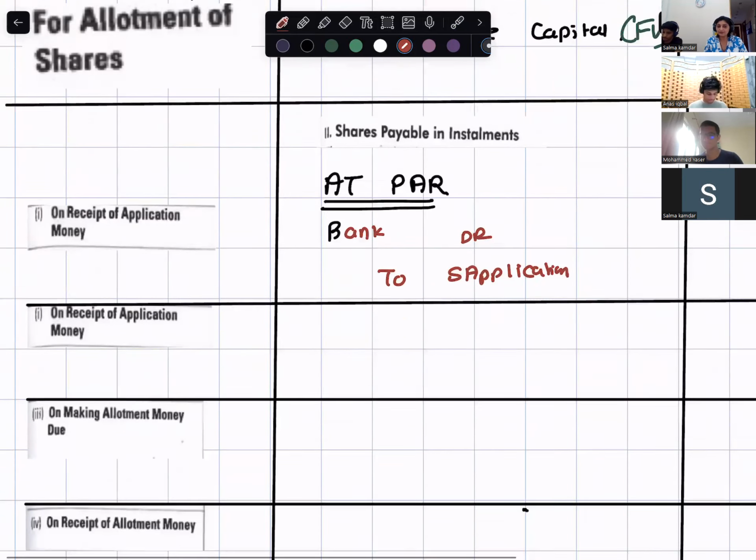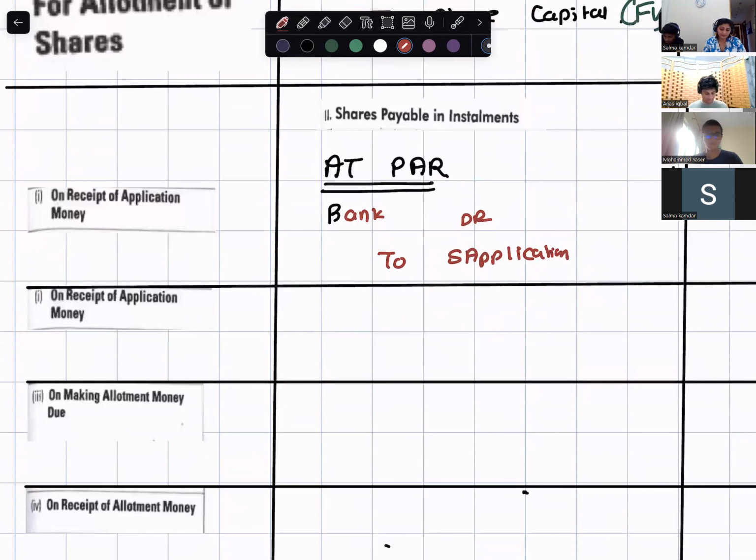Then what will I do? Then we will allot the application. Okay. Then you will allot. Then you will receive it, and then you will accept it. What will you do? You will accept the applications. So when I'm accepting the application, I will close the application account.